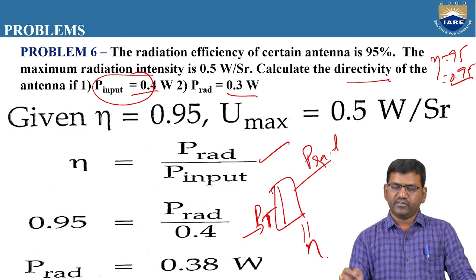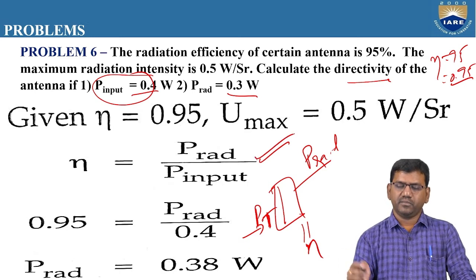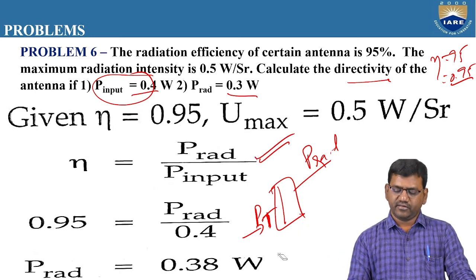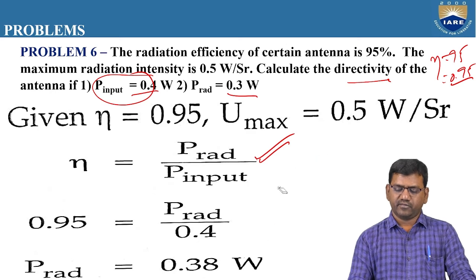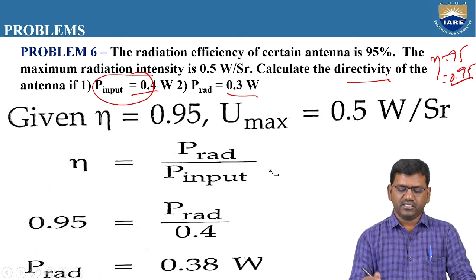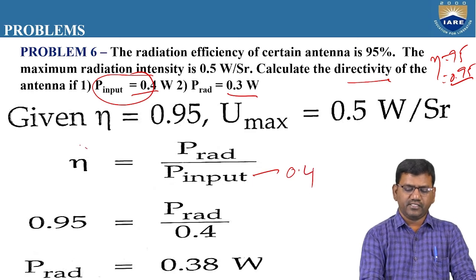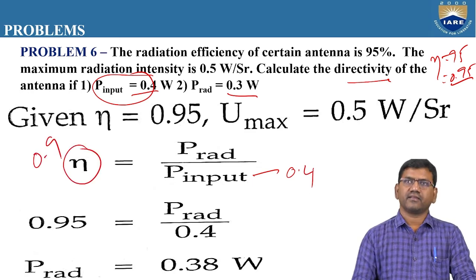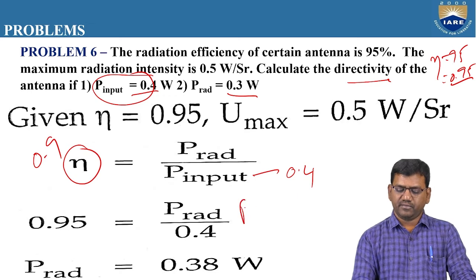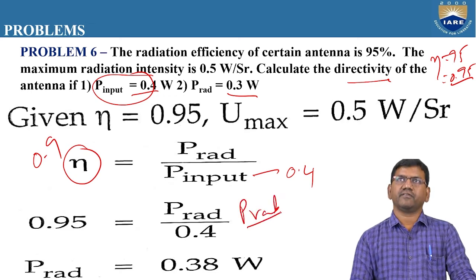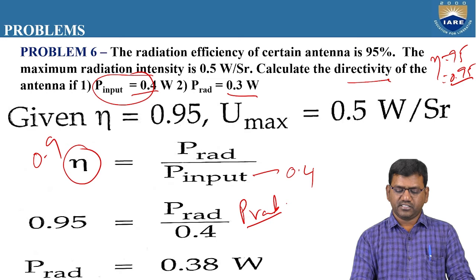We call it the efficiency of the antenna. Efficiency is given by P rad by P input, that means radiated power by input power. Here P input is given as 0.4 and efficiency is given as 0.9. So from this directly you will get P rad, that is the radiated power, which we can simplify as 0.38.